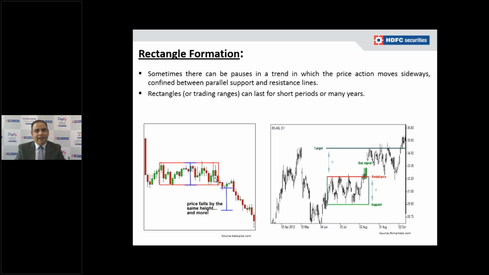Sometimes there can be a pause in a trend, where price action moves confined between parallel support and resistance lines. Rectangles can last from a short period to many years. There is no time guarantee for a rectangle. It depends on which time frame you are looking at. If you are looking at a 30-minute or 60-minute time frame, a rectangle would be around 10 bars, 12 bars, 5 bars, or 8 bars of that period. If you are looking at a daily time frame chart, it may be 8 to 10 days. If you are looking at weekly, it may be 5 to 6 weeks, and 5 to 6 months also, if you are looking at a monthly time frame.